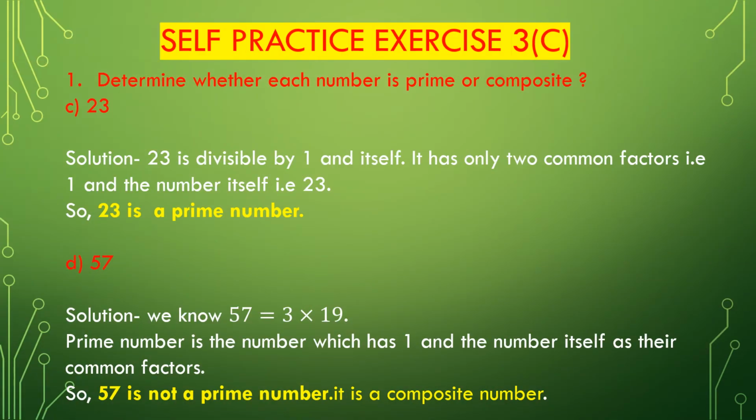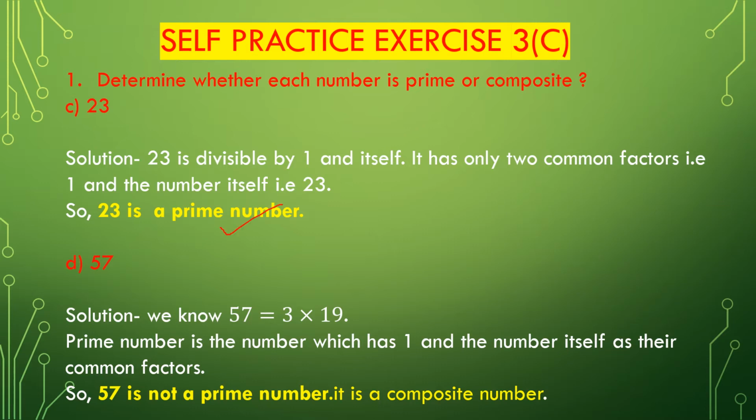Now we solve question number 1, third bit C, 23. Here 23 is divisible by 1 and the number itself, that is 23. 23 has only two factors, that is 1 and the number itself, that is 23. So 23 is a prime number. And 23 has no other factors, only two factors, that is 1 and 23. So 23 is a prime number.